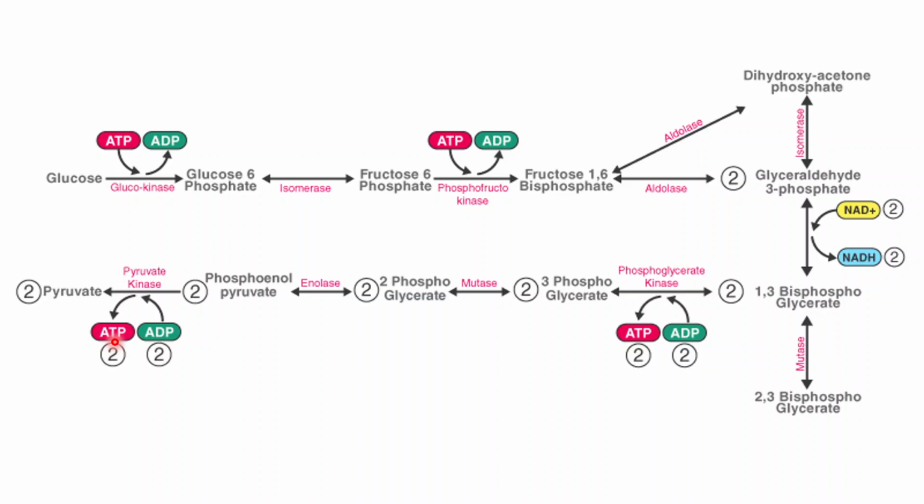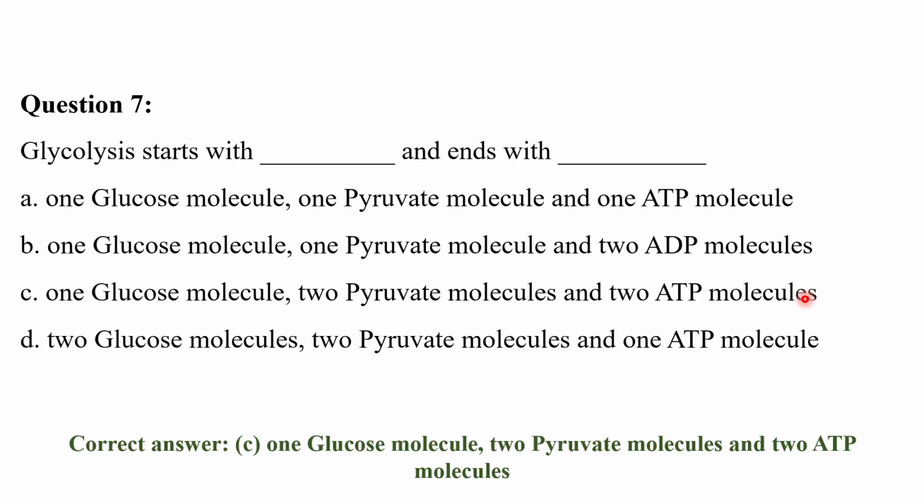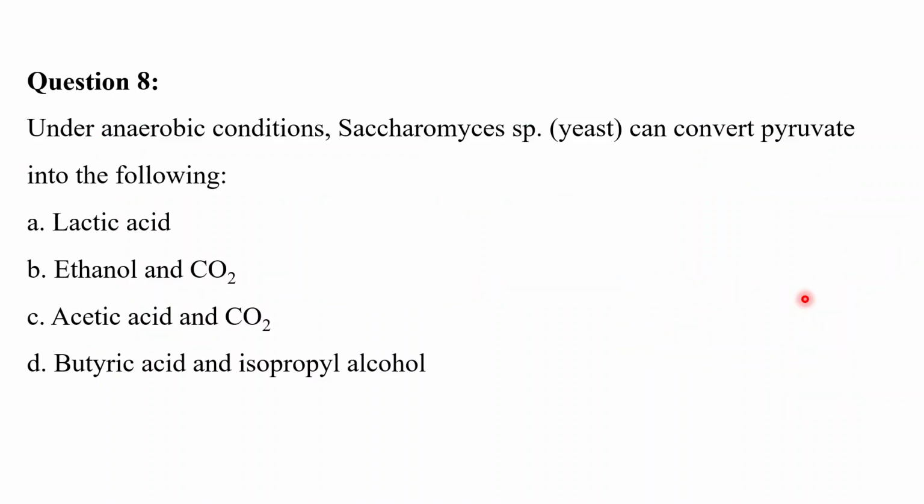Okay. I hope that is clear. So you have 4 molecules of ATP generated and 2 molecules of ATP used up. That means the net generation is 2 molecules of ATP. So basically glycolysis starts with 1 molecule of glucose and ends with 2 molecules of pyruvate and 2 molecules of ATP. Okay. So the answer is option number C. Clear? So we'll move to the next question.